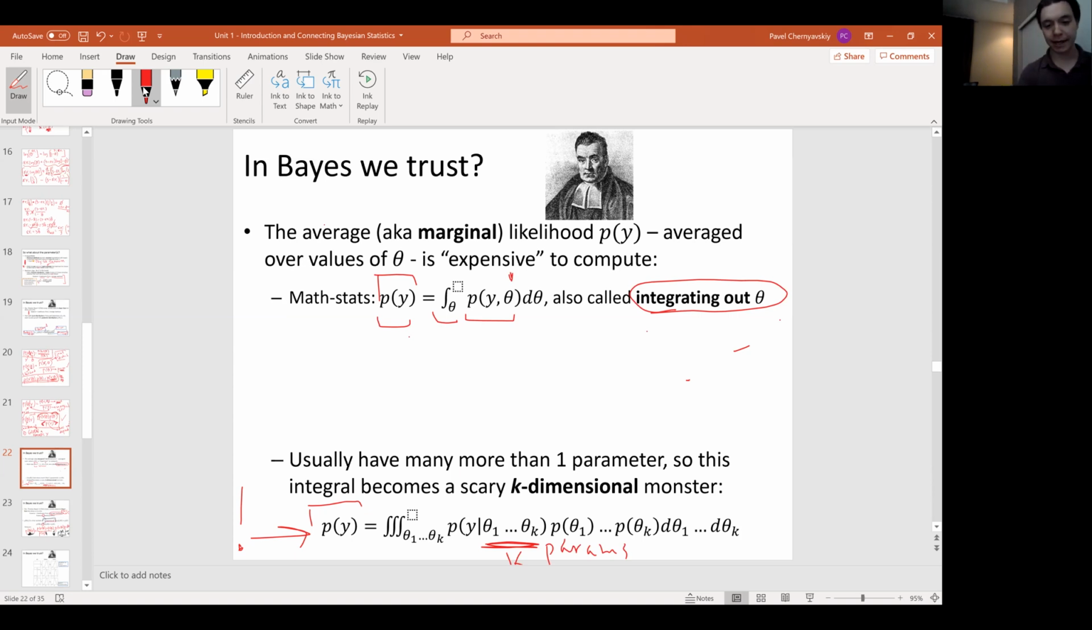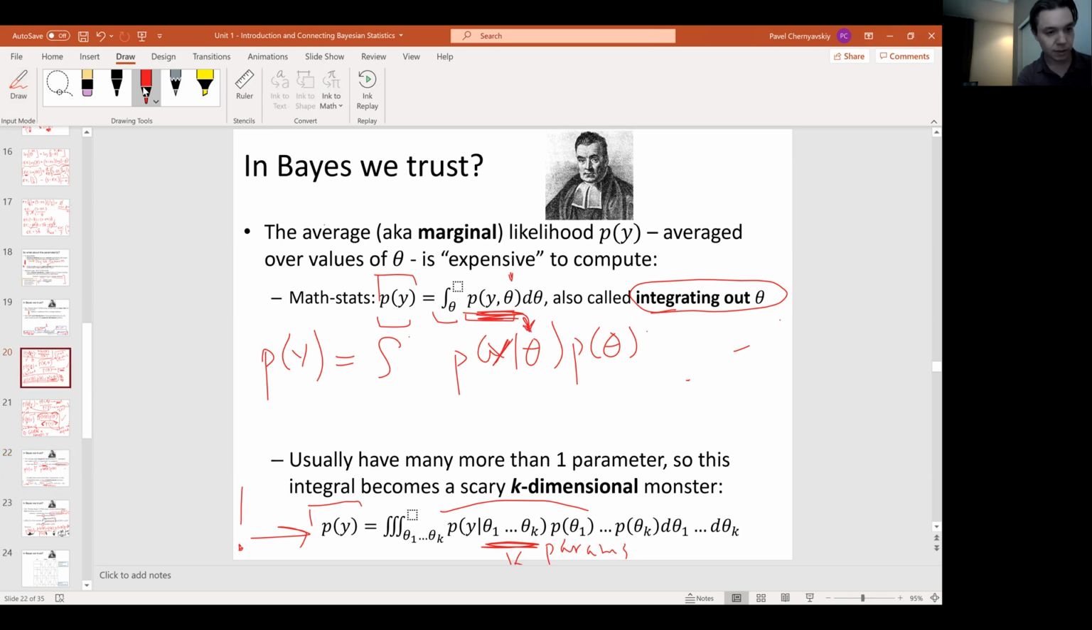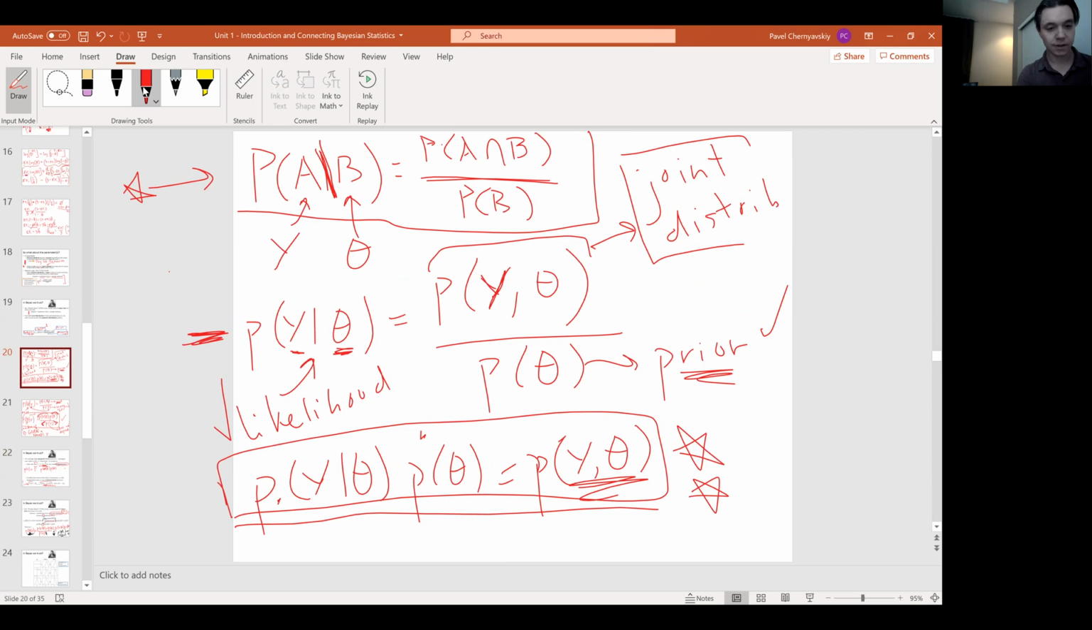Now recall, I have a little bit of notational trickery. According to a result we earlier had, I can rewrite the joint distribution as the product of a likelihood and my priors. According to my first result, I can rewrite the joint distribution as the product of a likelihood and my priors.